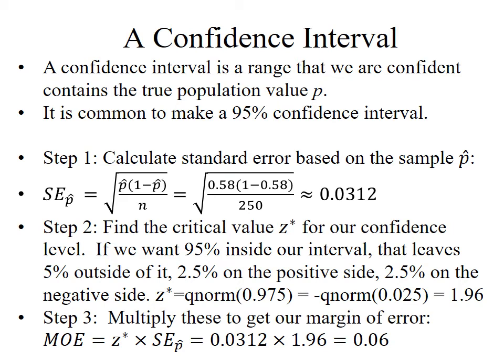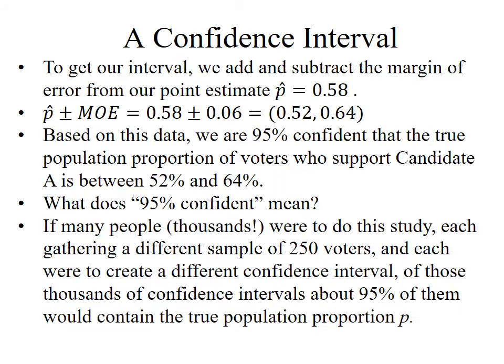So step 3, this is how far I want to go above and below. That's the number of standard deviations, the number of standard errors, I want to go above and below my best guess. My standard error is 0.0312. My z star, my critical z value, is 1.96. I multiply those together, and therefore my margin of error is 0.06, or 6%. So in order to have a 95% confidence interval, I'm going to have to go 6% above and below my best guess.